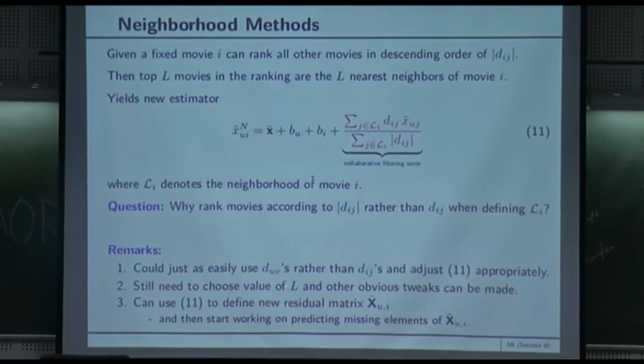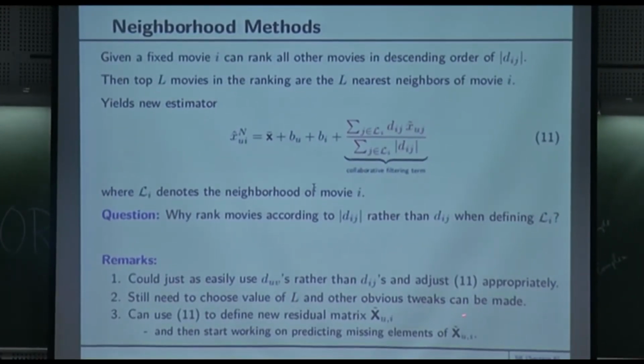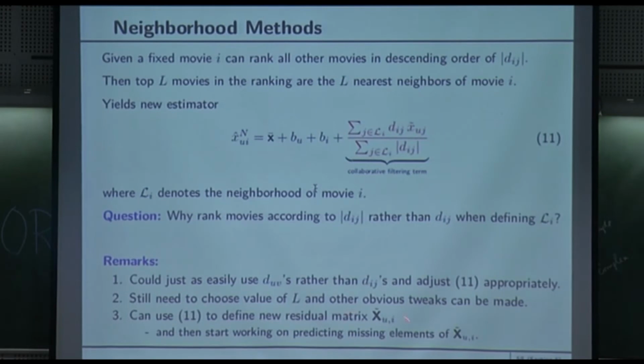We still need to choose the value of L, and various obvious tricks can be made. You can use 11 to define a new residual matrix, then start working with predicting the missing element there, and so on. So you can basically add various kinds of extra things. And in the next module, depending upon where we end today, I'll show you. I was going to give you a homework assignment to do this, but I'll show you the results rather than leave it for you, because I will not be around to discuss it tomorrow.